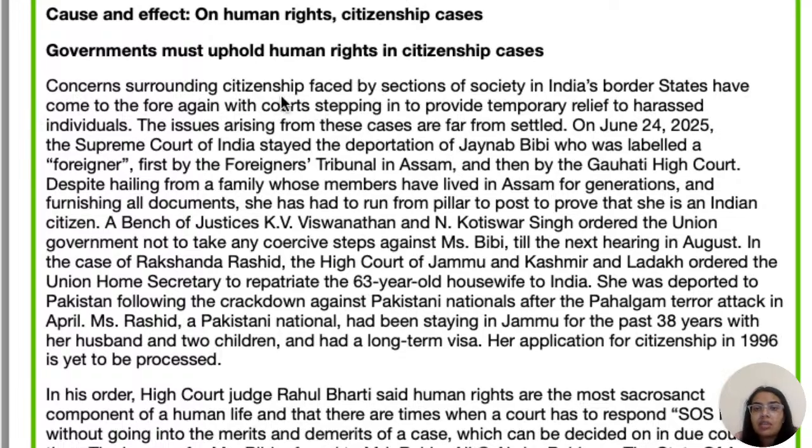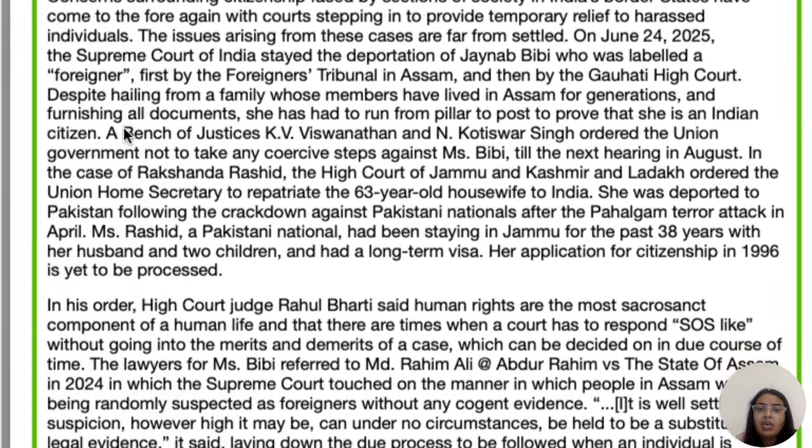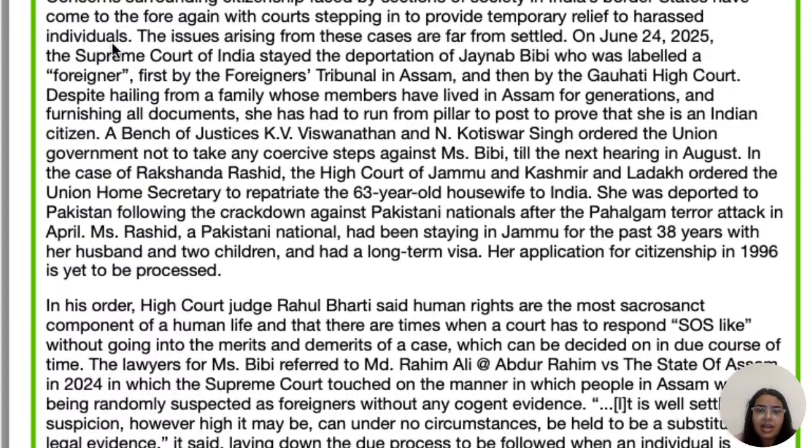Concerns surrounding citizenship faced by sections of society in India's border states. Border states पे जो है have come to the fore again. Come to the fore means now we can get to see them again, with courts stepping in to provide temporary relief to harassed individuals, where court has to intervene and provide some solution. The issues arising from these cases are far from settled. Now author says it's not that easily settled.